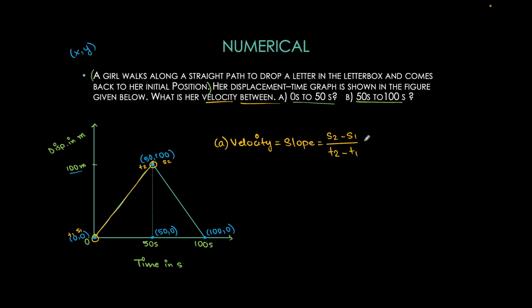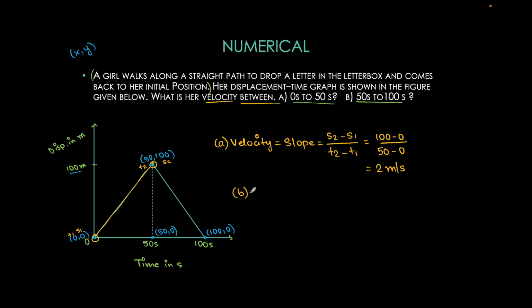Now we can easily find the velocity. So put the values: 100 minus 0 divided by 50 minus 0, which is equal to 2 meter per second. See, as I told you, if you write the coordinates, this type of numericals become much easier, right?